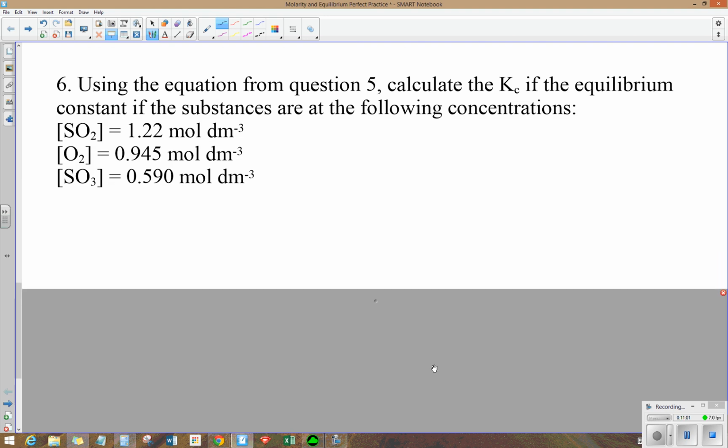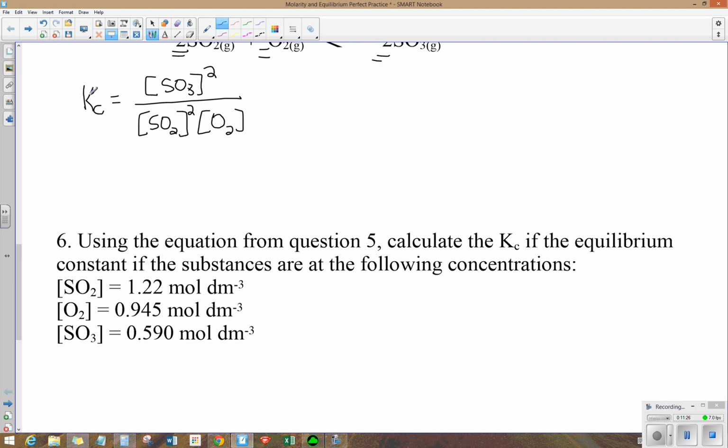Question 6 says, using the equation for number 5, calculate Kc if the equilibrium constant for... calculate the Kc if... Wow, this question is worded poorly. I apologize for that. So here's the concentration. And so we are looking for the actual number value for Kc this time around. So looking back up here, we want to use this equation for Kc down here.